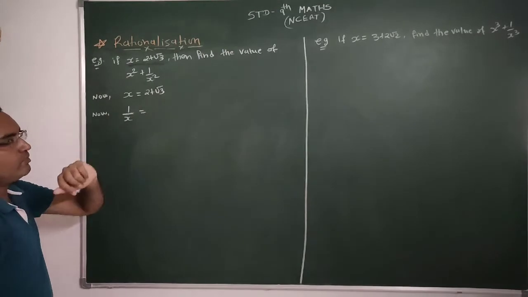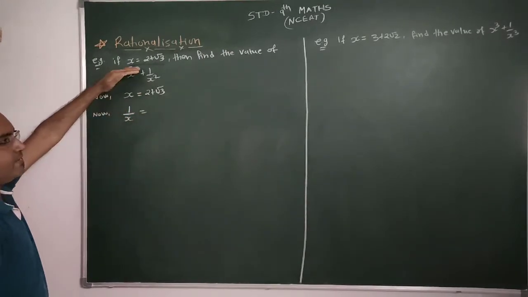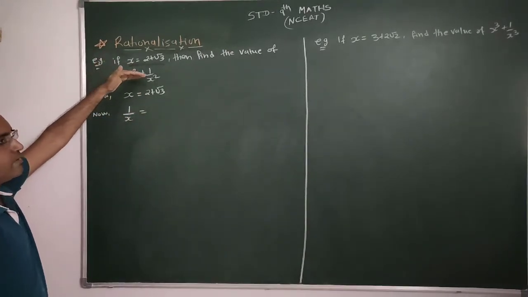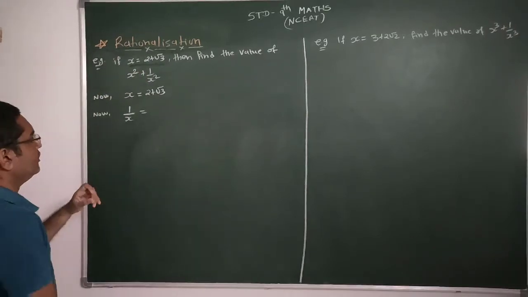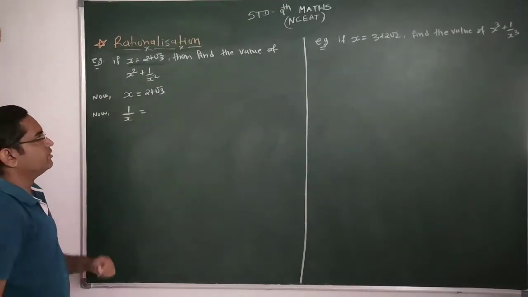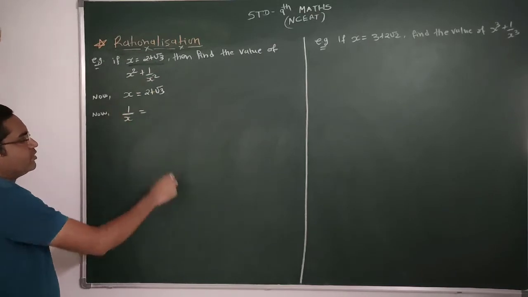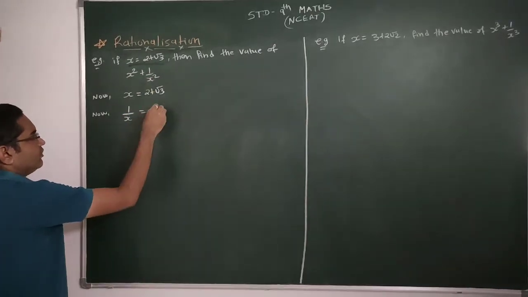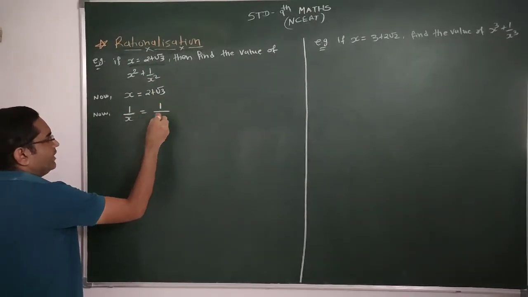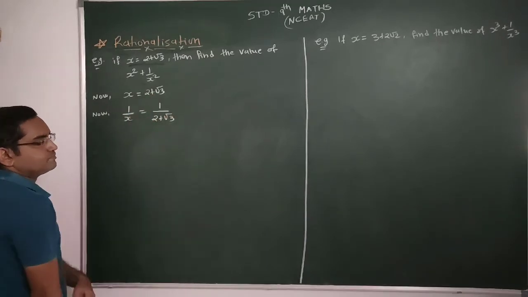For all these types of questions, whenever x is given and you have to find the powers of x, your first step should be to obtain 1 by x. So x is given, your first step is to obtain 1 by x. What is 1 by x? It's 1 upon x, and x is 2 plus root 3.